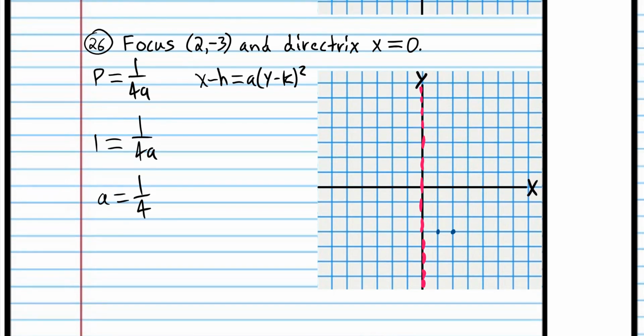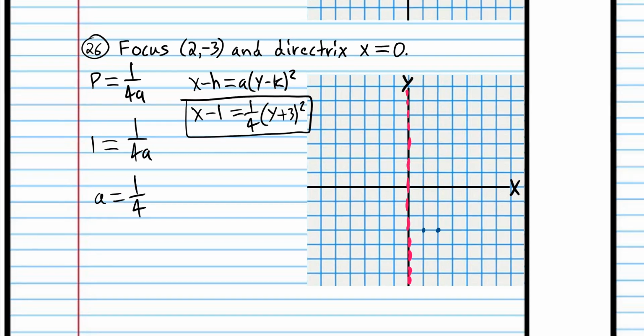So the x value of the vertex is, well, we don't know. What is the vertex? Well, the vertex is this point here, which is 1, negative 3. So 1, a is 1/4, we found that. And then the y value of the vertex is negative 3, so that becomes positive 3 squared. So that is the equation of the parabola.